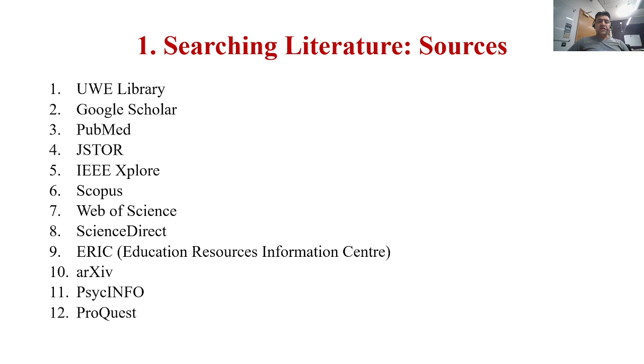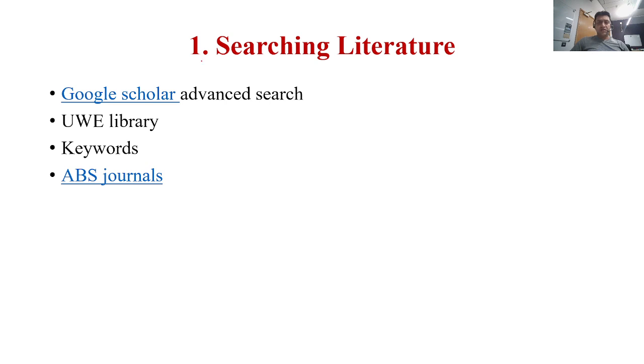So, starting with searching the literature, you've got many sources from where you can search, starting with the UV Library, which is always very helpful, and then Google Scholar. Then there are some other platforms from where you can download your papers. So you can use these sources. Plus, if you're using Google Scholar, you can go for some advanced search.